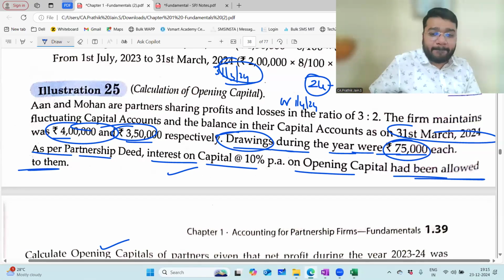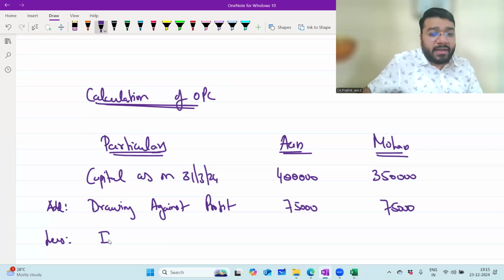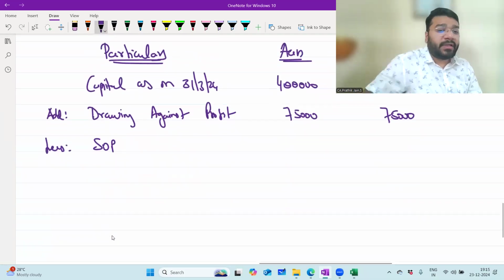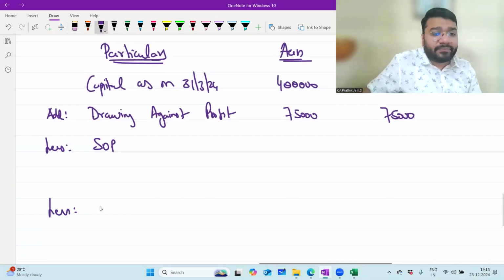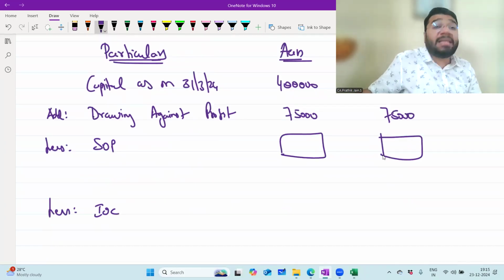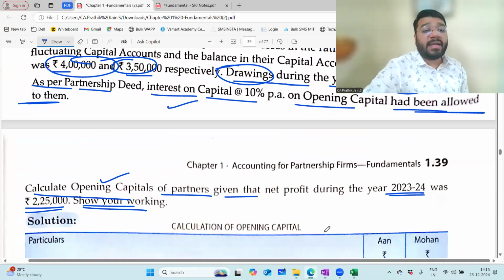So minus: less share of profit first, then less interest on capital. Leave some two lines, then less interest on capital. Please tell me, what is the individual share of profit that has been credited?